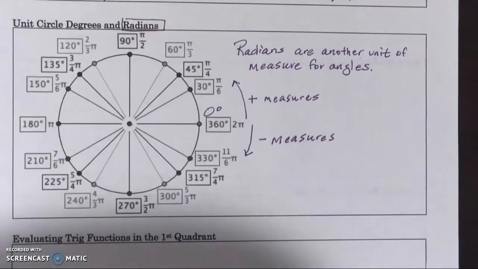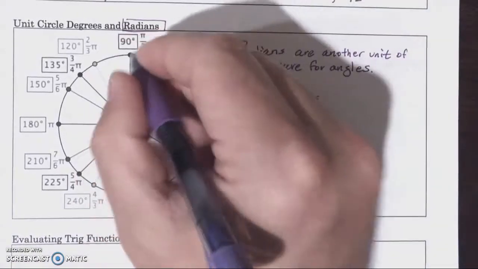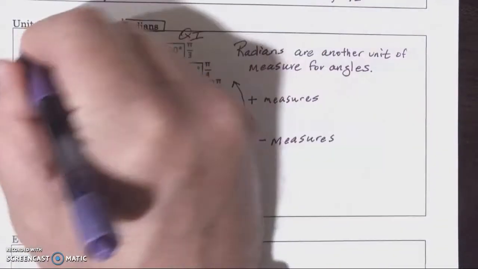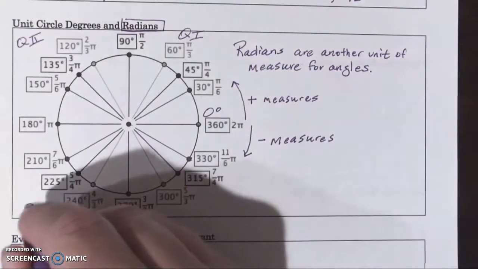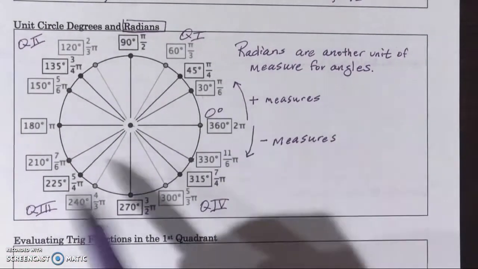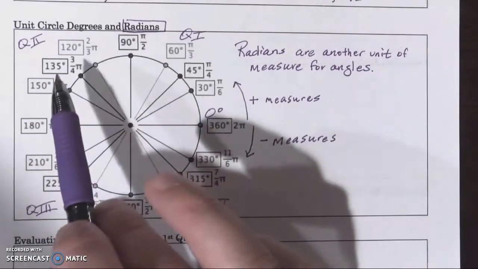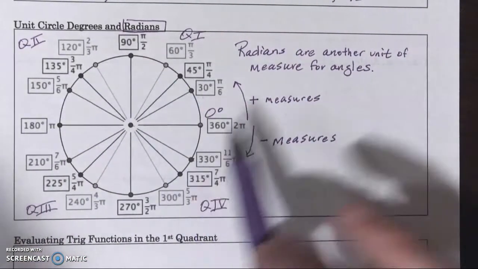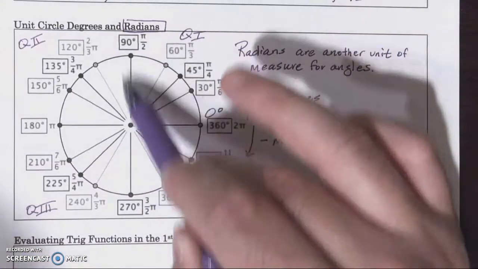Okay? Now, there are quadrants here. This is quadrant 1, quadrant 2, quadrant 3, quadrant 4. You can think of this just like a standard XY coordinate plane, except we're drawing angle measures within that.